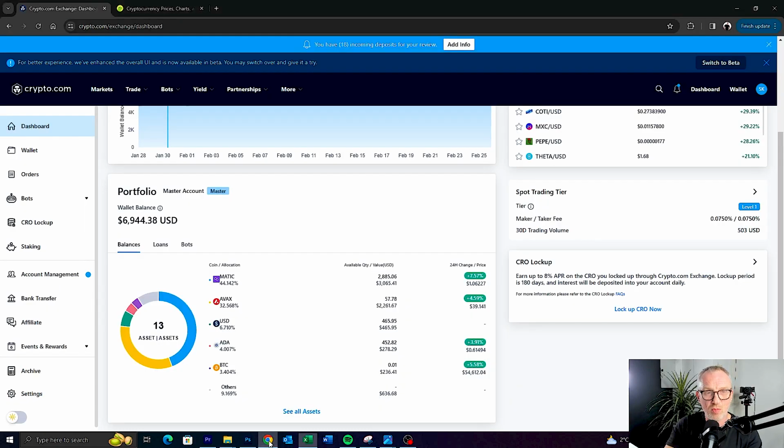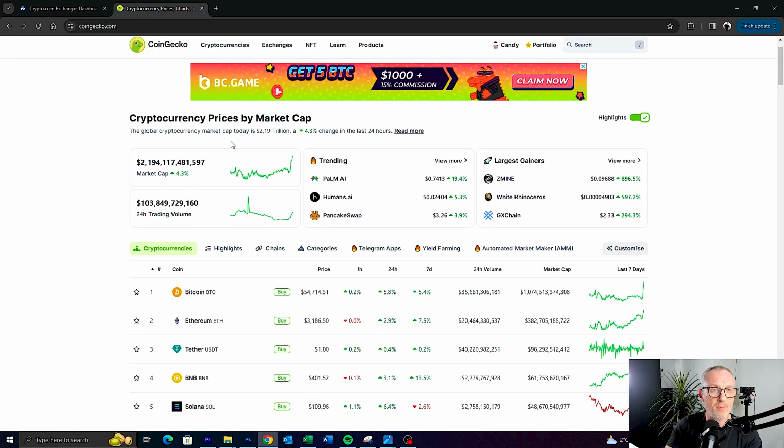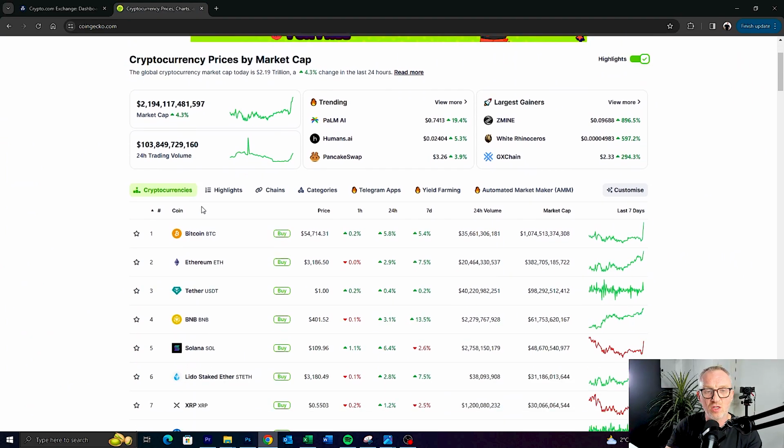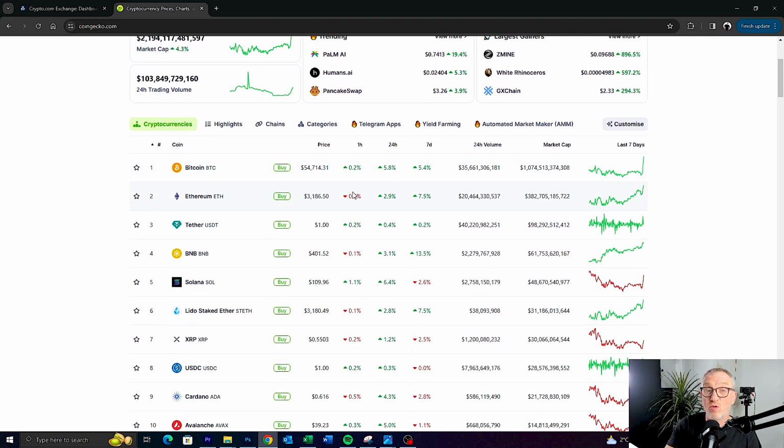If I just come over to CoinGecko here, you can see the current price of Bitcoin is now $54,714, doing really well, up 0.2% in the last hour, up 5.8% in the last 24 hours, and up 5.4% in the last 7 days. And all the other tokens and coins are kind of following suit. We got the odd ones that are trailing behind, but most of them are following suit.